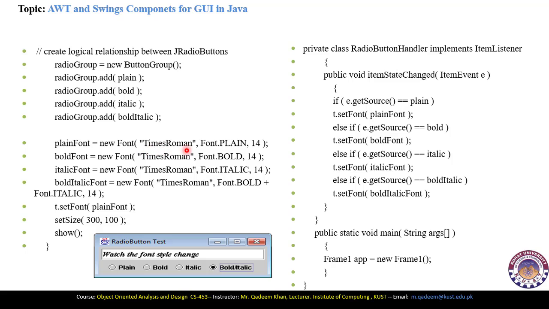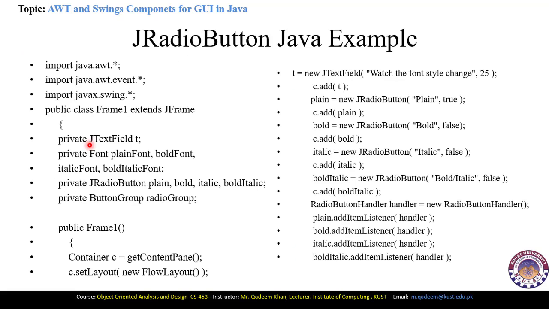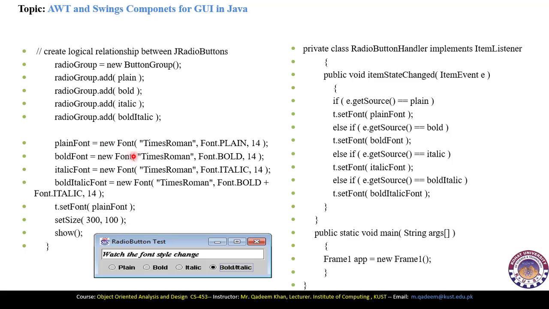Now plainFont = new Font("Times Roman", Font.PLAIN, 14). This defines the plain font. These plain fonts were just declared here. Now here we have completely defined them using their fonts. So this is the Times New Roman font, and it is the font that is plain, and its size is 14. So font size is 14. Similarly, this is the bold font, this is the italic font, and this is the bold plus italic font, and its size is 14. And then we have provided t.setFont(plainFont).